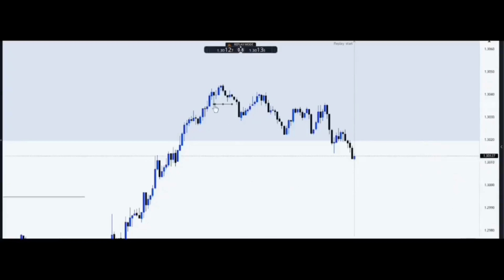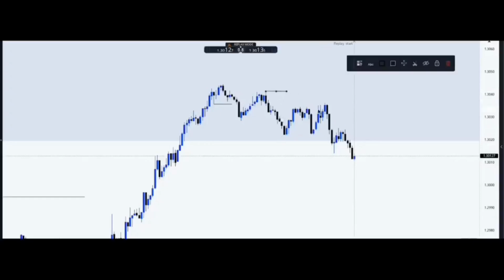Now, after this change of character, it printed this low. And where is your inducement here? Because you need inducement. Now, inducement is here. But as you can see, that inducement was not taken out. And before you know it, it printed a new low. For this low to be confirmed, it needs inducement. Okay? Remember that we are trying to go short from here. Where is the inducement? Inducement is here.